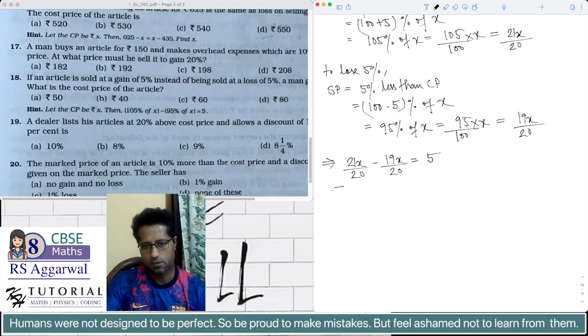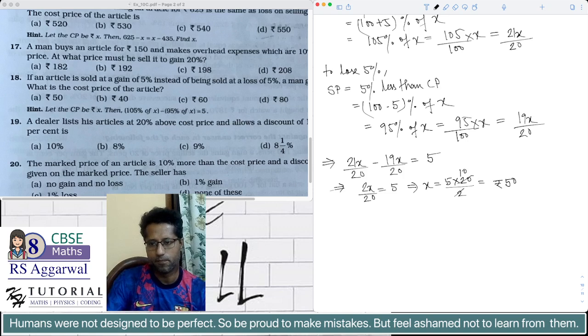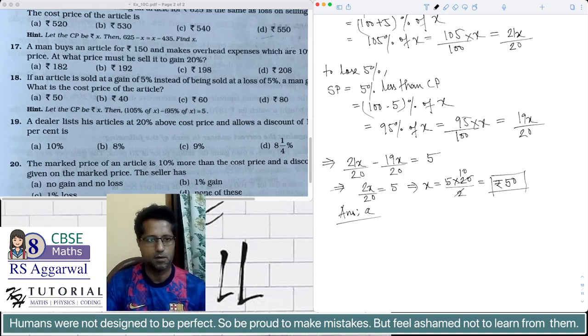If we simplify the left hand side, we have 2X by 20 is equal to 5. This implies X is equal to 5 multiplied by 20 divided by 2, which is equal to rupees 50. So the cost price of the article is rupees 50, and hence the correct choice is A. A is the correct choice.